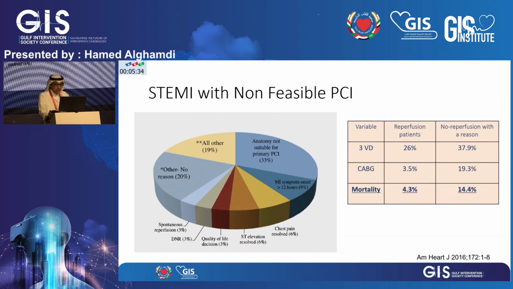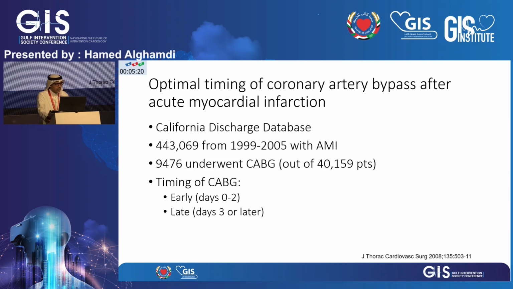Okay, you can see 3.5% in the whole group versus almost 20% in patients with non-perfusion, and you can look at the outcome. Mortality actually is almost 4 times higher in those patients who did not undergo percutaneous revascularization.